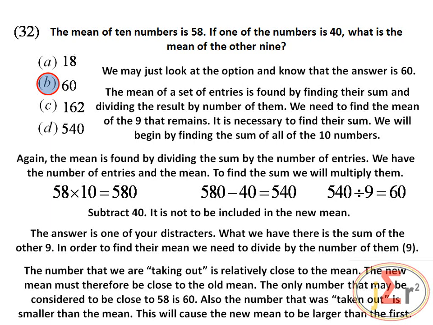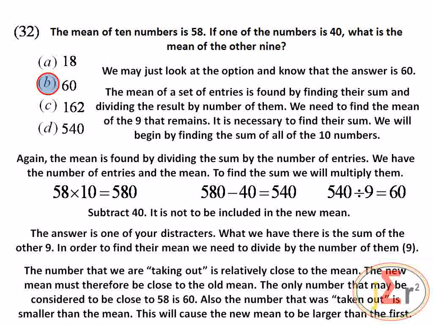So we are taking out, and it was given to us that we are taking out 40. Because 40 is relatively close to 58, it is very close to the average. If you take it out, the new average will be close to the old average. The only number that may be considered to be close to 58, which is the old mean, is 60. So that is the correct answer.